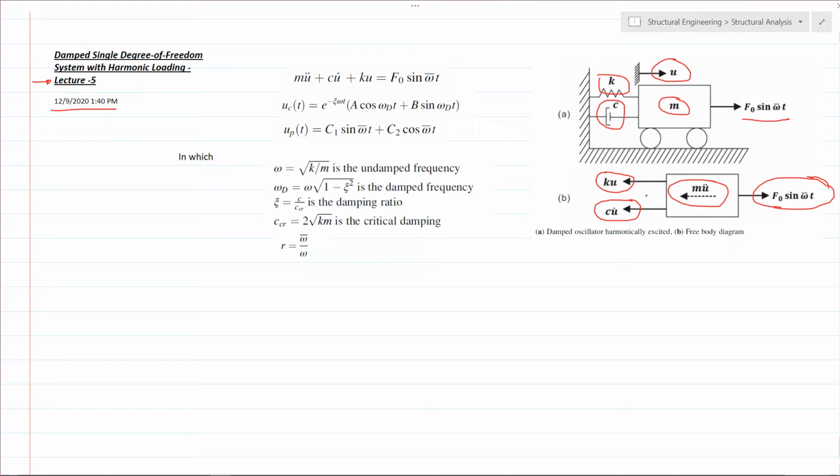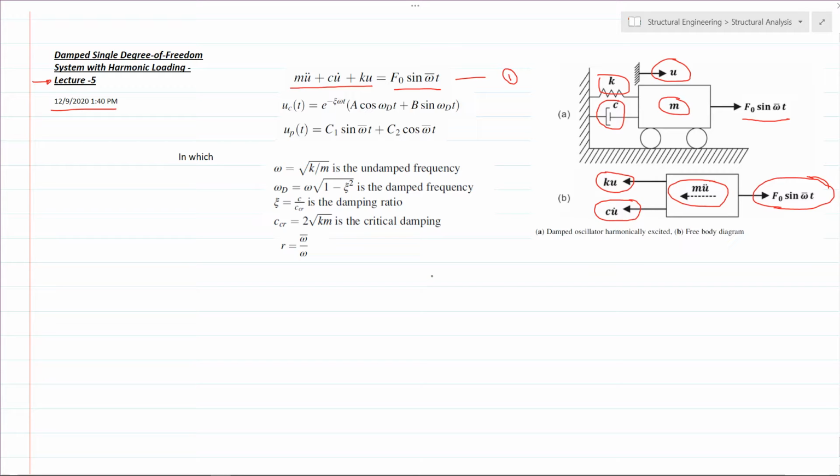So we can write easily the equation for this motion. All the left hand forces are here, mu double dot plus C U dot plus Ku. So left hand forces are equal to right hand forces, which is F naught sine omega bar T. Let it be our equation number 1. This is the equation of this whole system.